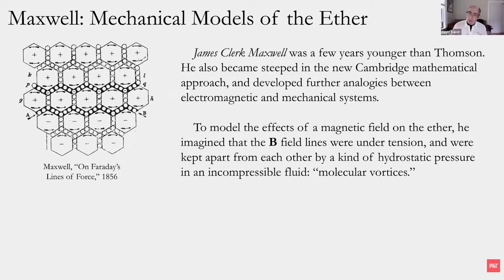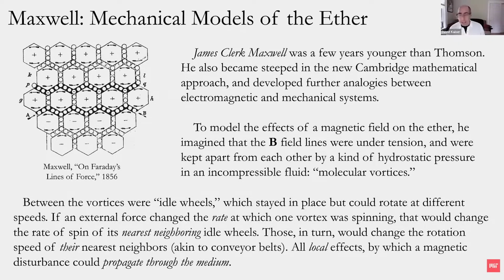That there's a physical model of an actual system, a mechanical system of gears, levers, and straps, that he thinks is what's really going on in the ether when we do things like put a little patch of ether under local strain from a magnetic field. So between these vortices, as depicted here, are these idle wheels that stay in place but can change the rate at which they turn. It really is like these conveyor belts.